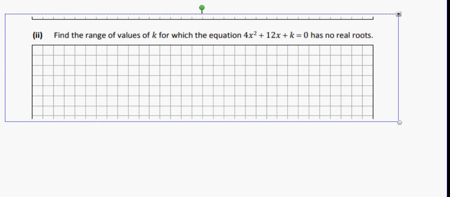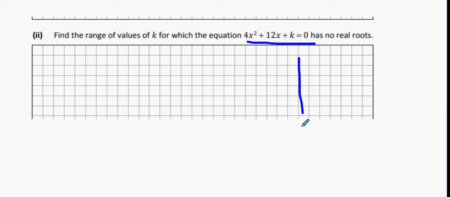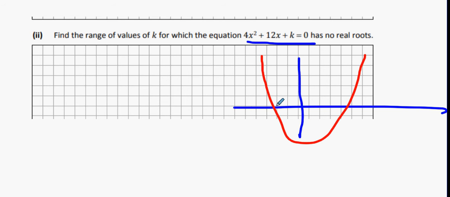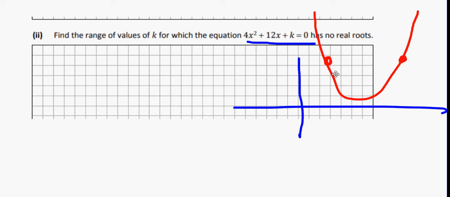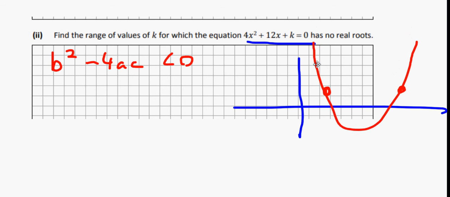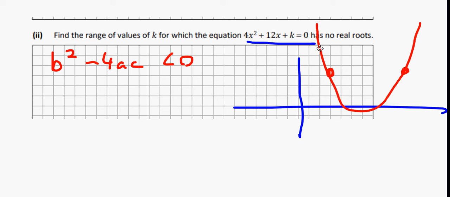Find the range of values of k for which the equation has no real roots. Now remember, this is essentially a U-shaped equation, and a U-shaped equation usually has two roots, root A and root B. But occasionally when the numbers align, it'll have no roots, where it doesn't hit the x-axis. The way we test this is using the formula b squared minus 4ac.